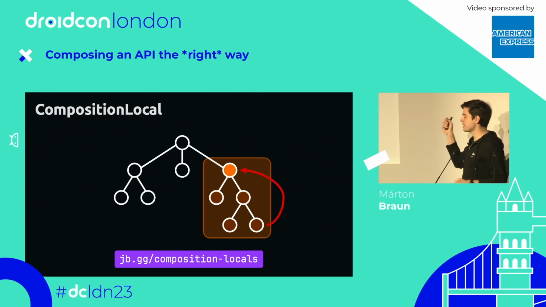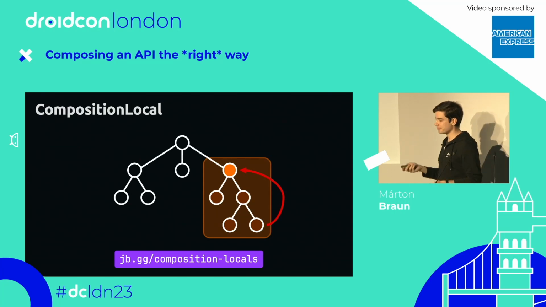And this can get quite complex. You can have very implicit dependencies like this, where that component down there in the leaf node can no longer be used in other places in your composition because it depends on that composition local value being available.